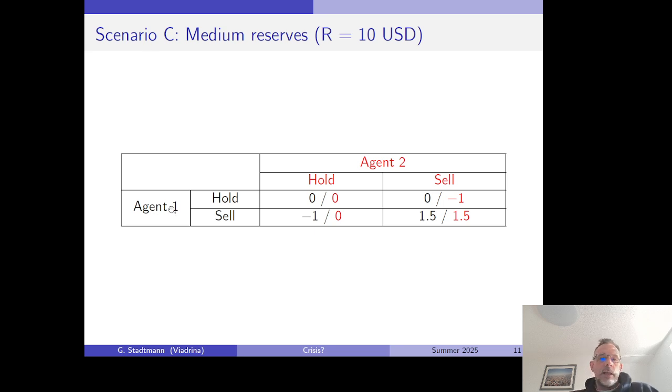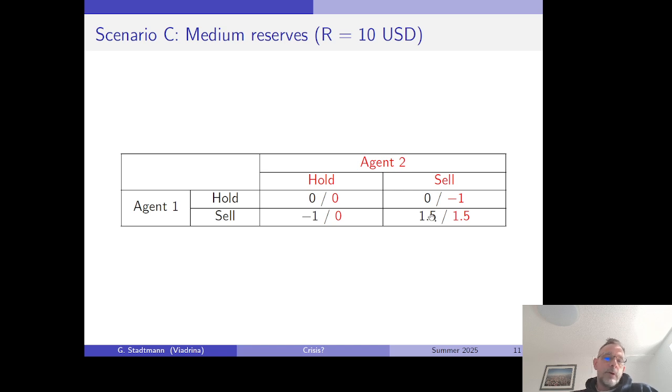Let's check whether agent 1 has a dominant strategy. What if agent 2 plays hold? Then agent 1 has to compare the black 0 with the black -1. Black 0 is larger, so in case that agent 2 plays hold, the best response is also to play hold. What if agent 2 plays sell? Then the black player has to compare the black 0 and the black 1.5. Black 1.5 is higher. So in case that agent 2 plays sell, then agent 1 also plays sell.